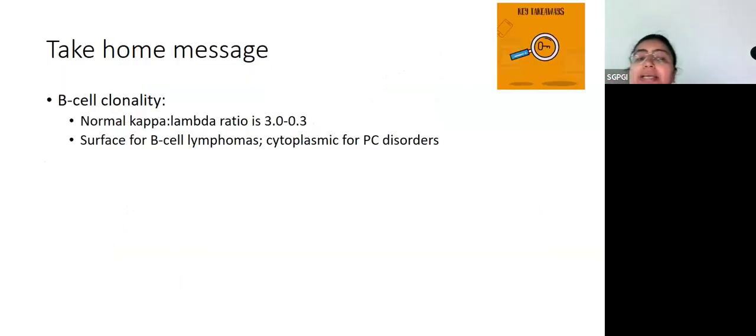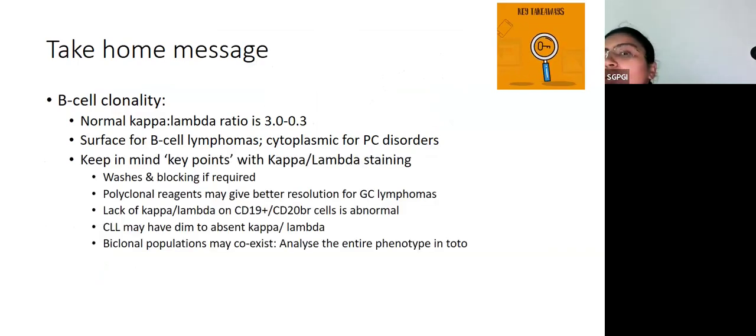So the take home message for B cell clonality is, remember that the normal kappa lambda ratio as expected on a flow cytometry dot plot is 3 to 0.3. You do surface staining for B cell lymphomas, cytoplasmic staining for plasma cell disorders. But keep in mind the key points when doing kappa lambda staining: washes and blocking if required. If you are choosing a panel today, it is better to go with polyclonal reagents, especially for germinal center lymphomas. If you have 19 positive, 20 bright cells which lack the expression of light chains altogether, that also is an abnormality.